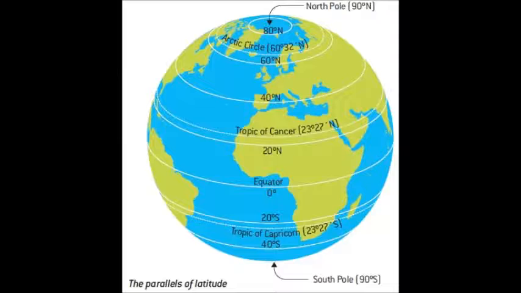You would also like to know that there are 181 lines of latitude, 90 to the north and 90 to the south of equator and the equator itself. So 90 plus 90 plus 1. This is equal to 181. So total there are 181 lines of latitude.